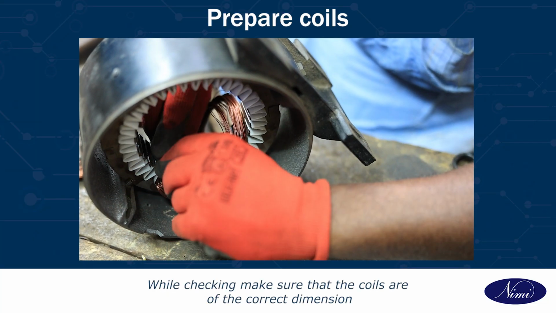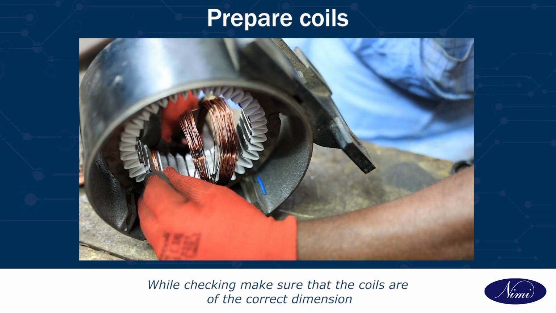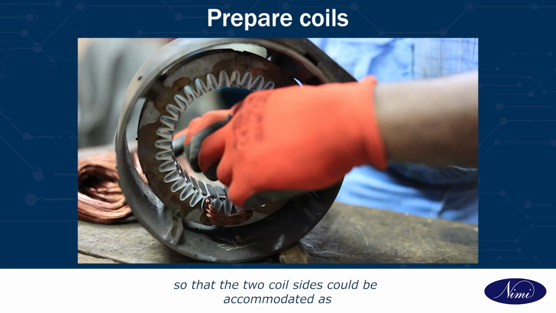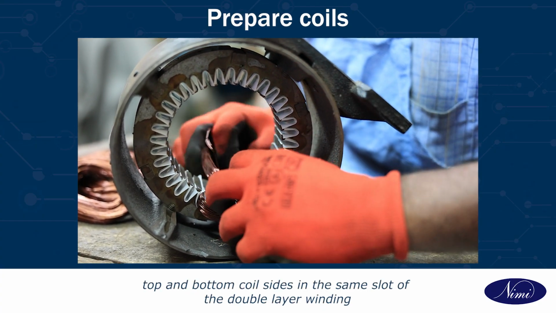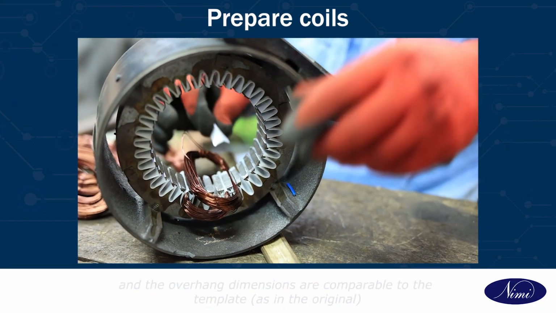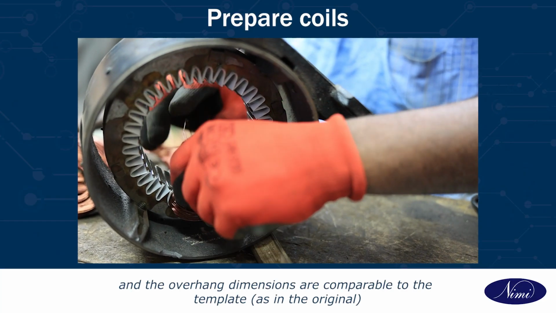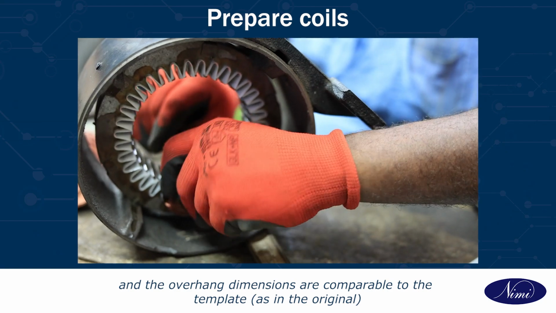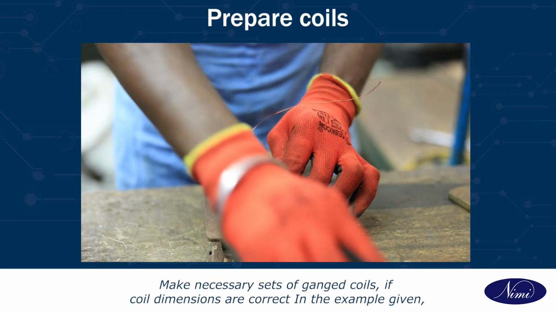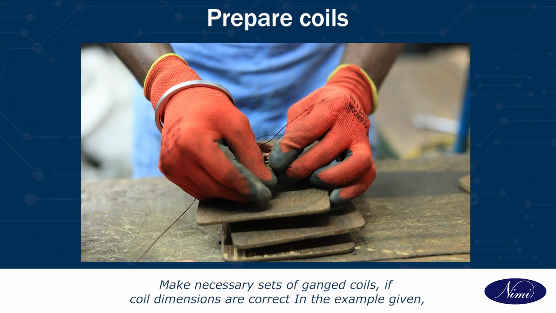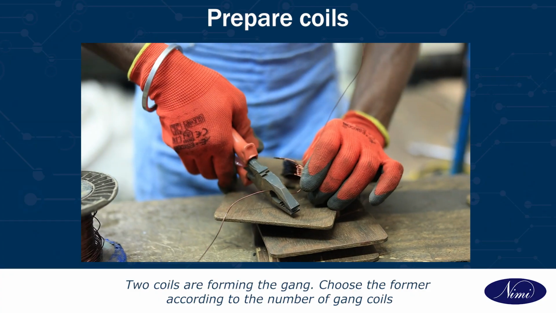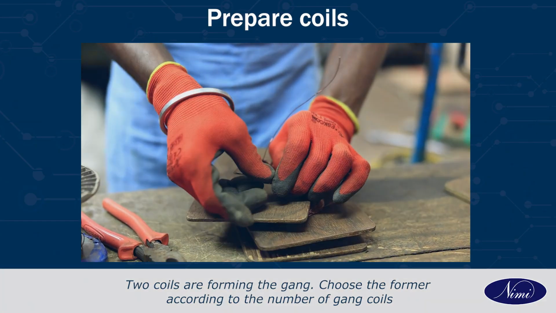While checking, make sure that the coils are of the correct dimension so that the two coil sides can be accommodated as top and bottom coil sides in the same slot of the double layer winding, and the overhang dimensions are comparable to the template as in the original. Make the necessary sets of ganged coils if coil dimensions are correct. In the example given, 2 coils are forming the gang. Choose the former according to the number of ganged coils.